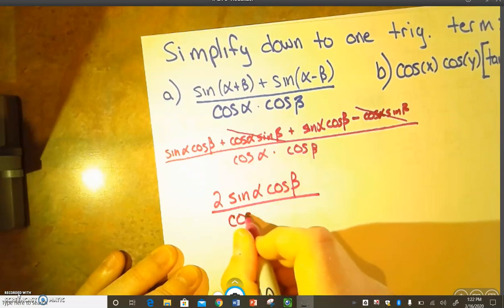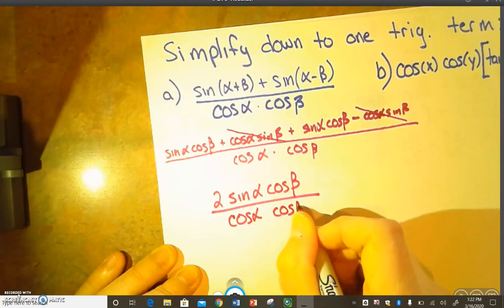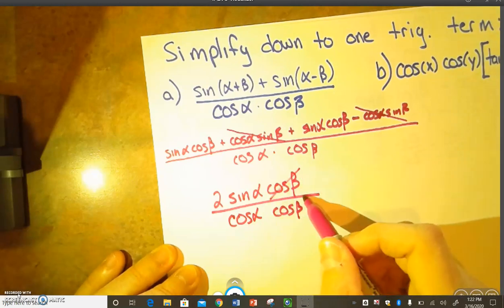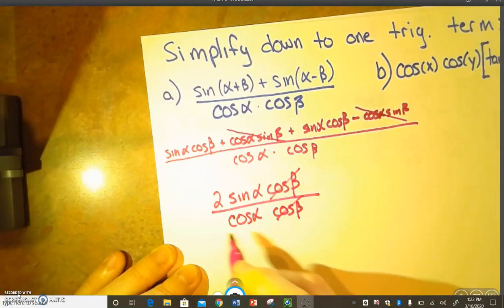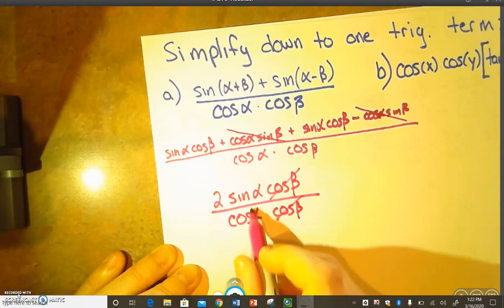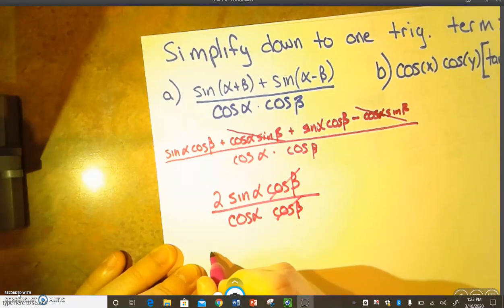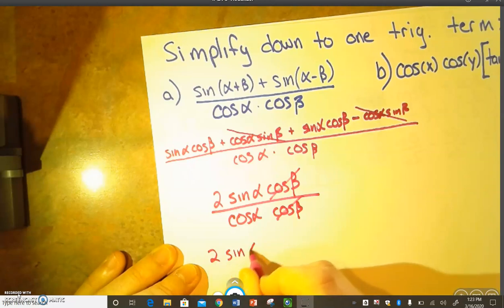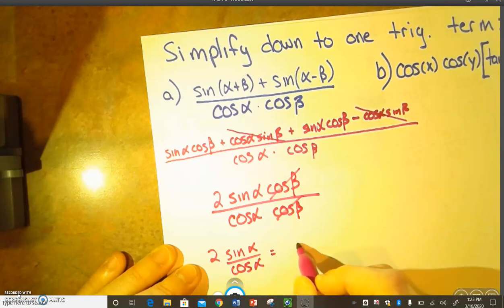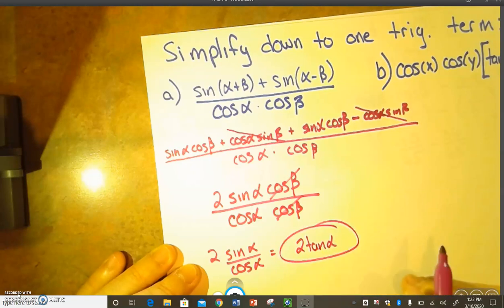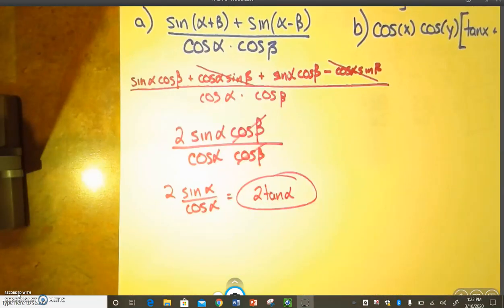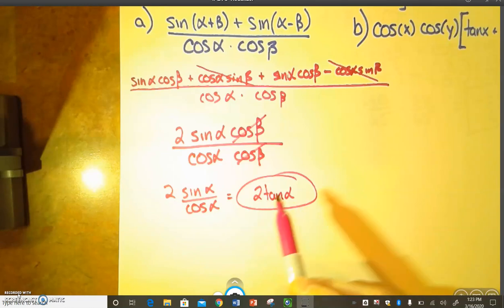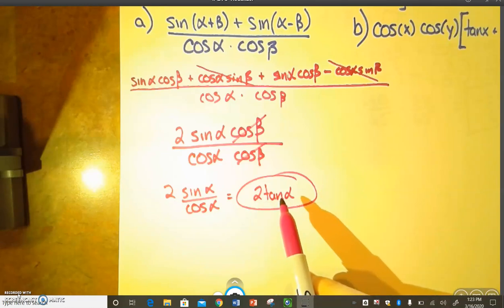Bringing over the denominator, you're going to see very quickly cosine beta also cancel, and we're left with 2 sine alpha over cosine alpha, and most of you probably already know what's next. But sine over cosine, that is tan, or tangent alpha. And we simplified it. Single trig function, doesn't matter that there's a coefficient, it just matters that there's one trig function.